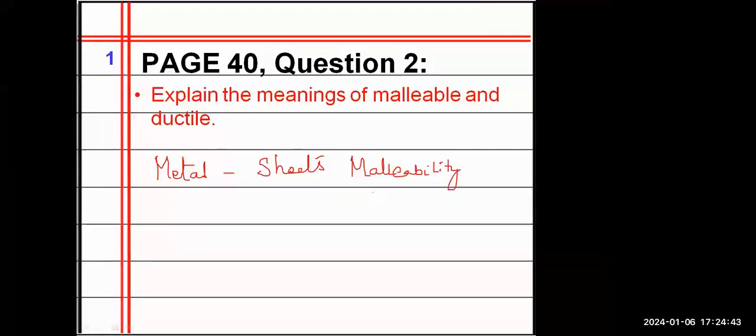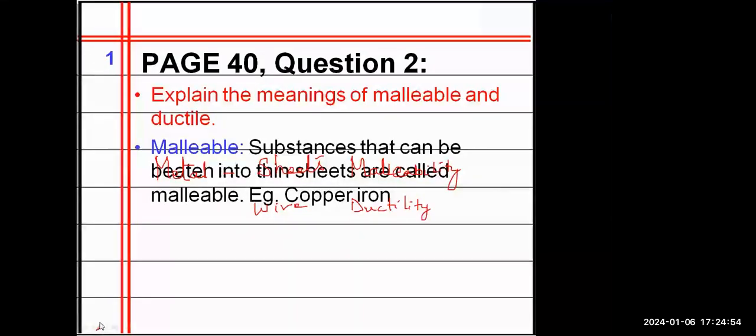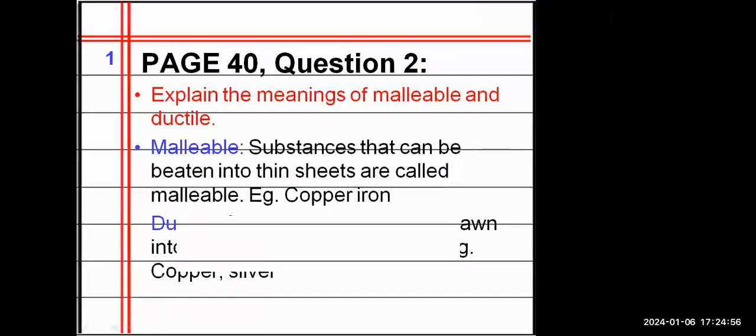Malleability. And ductility is that they can be drawn into wires. So this is called ductility. Here you can have a definition or a 1 mark question, MCQ, right? So these were the simple things.